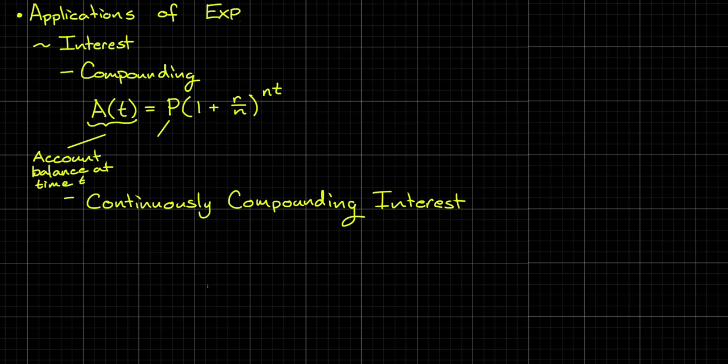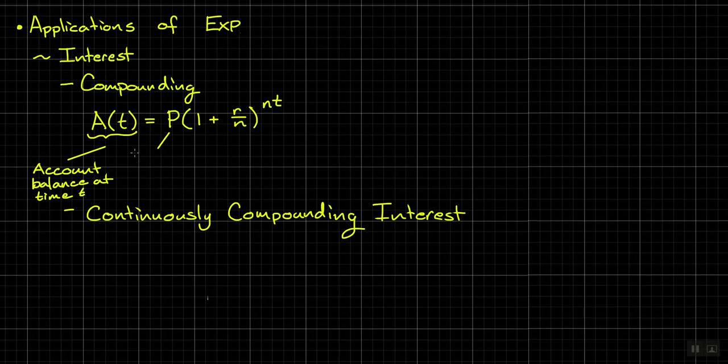Random question. What does this P right here stand for in the context of money? Principal. The principal. When you talk about principal with money, it's the initial amount that you've invested.